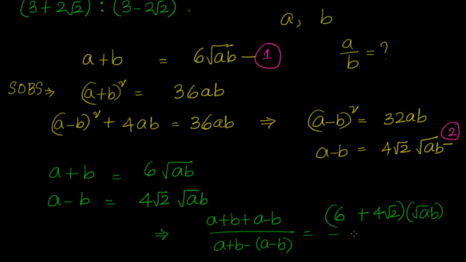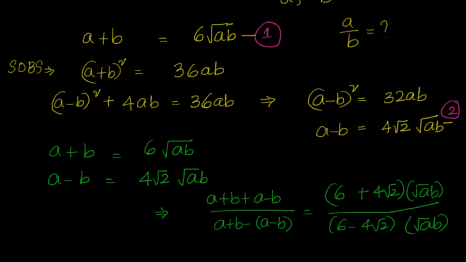I have taken root ab out. I will have 6 minus 4 root 2 into root of ab. Now simplify this: a plus b, b cancels out. Here I will have a cancelling out.